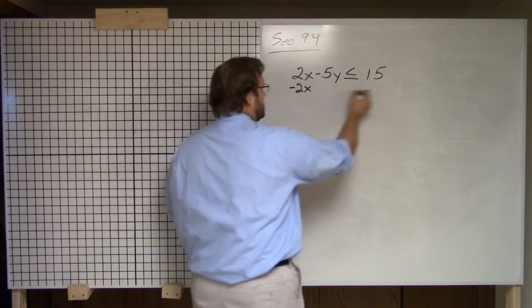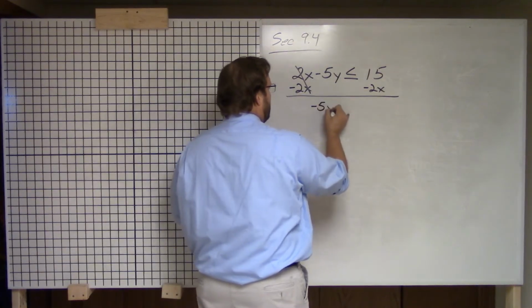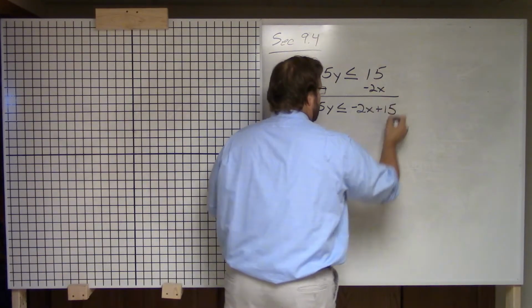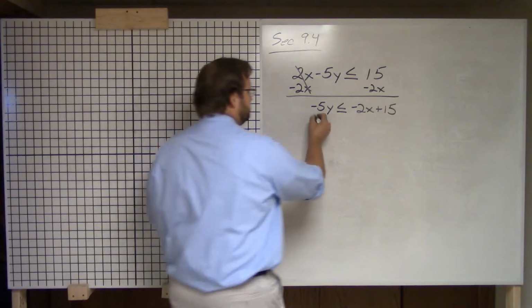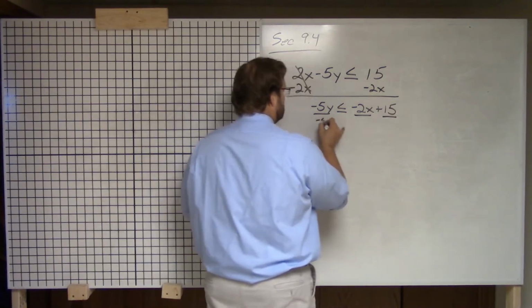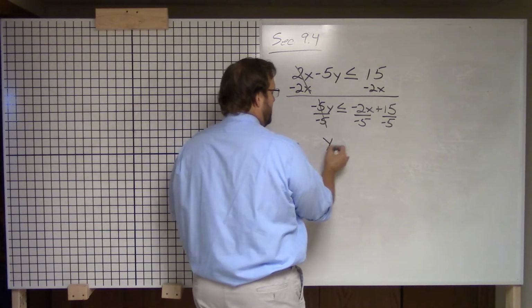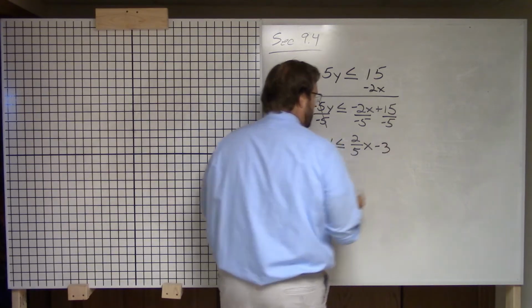I'm going to move this x over. As always, put that x term first. Then I'm going to divide by -5. And I get y less than or equal to 2/5 x minus 3.